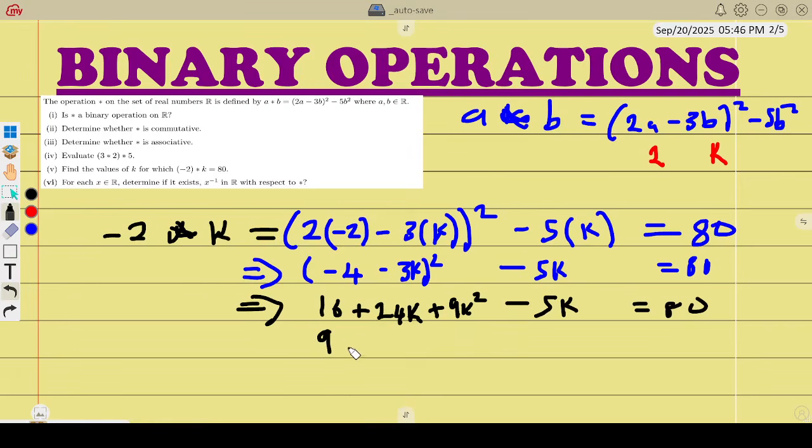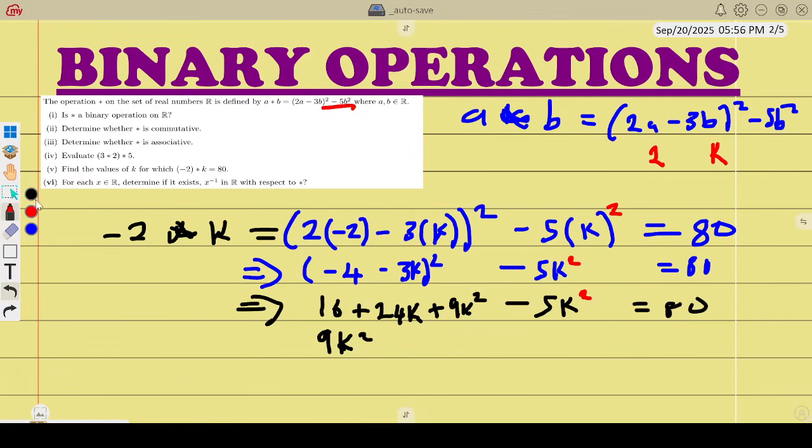So rearranging and simplifying, we'll get 9k squared plus what is 24 minus 5. Oh wait, so remember to always counter-check your work. So this is negative 5k. It was supposed to have a square, so remember minus 5b, it's having a square outside, so the k is squared.